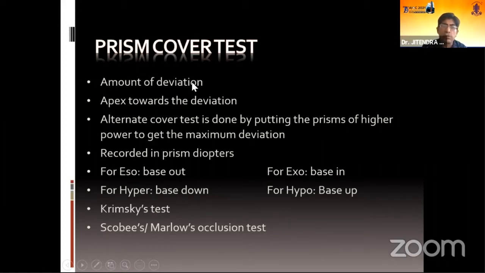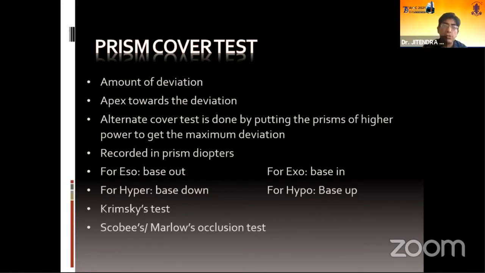How do you measure the amount of deviation? You measure the amount of deviation by keeping appropriate prisms. And what is the direction in which you keep them? If there is esotropia, you will keep it base out. You will remember it like apex towards the deviation, which means that the apex of the prism will be towards the deviation. So if it is eso, the apex will be on the nasal side.